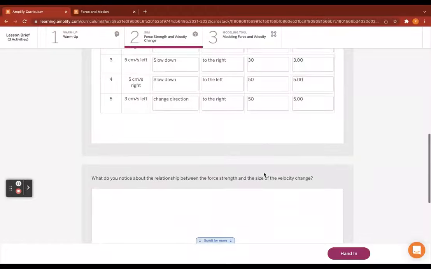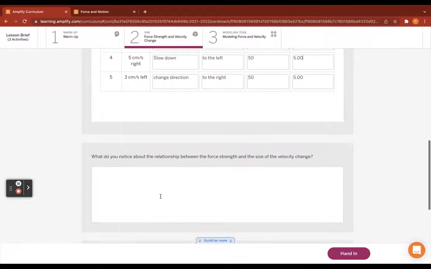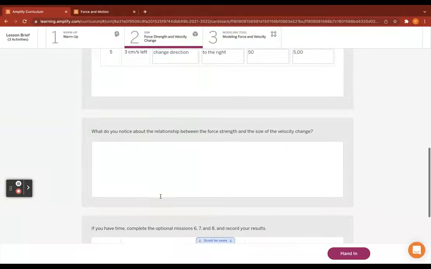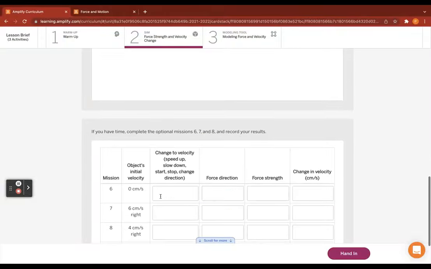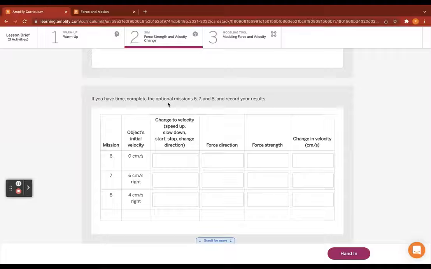You're going to answer that question on your classwork that's posted in Google Classroom. And if you have extra time, please complete missions 6, 7, and 8 and record your results.